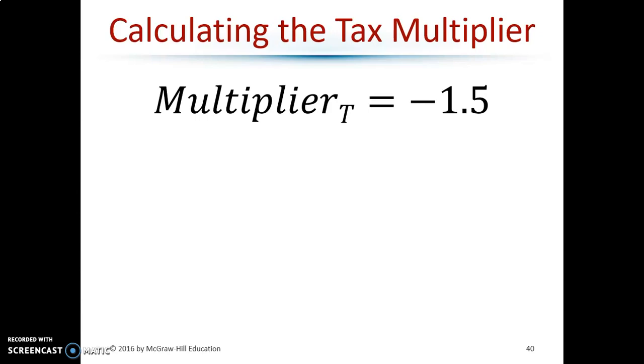So those are some of the arguments for each of the 3 different fiscal policies. And altogether, these 3 videos give us everything we need to know about the aggregate expenditure model.